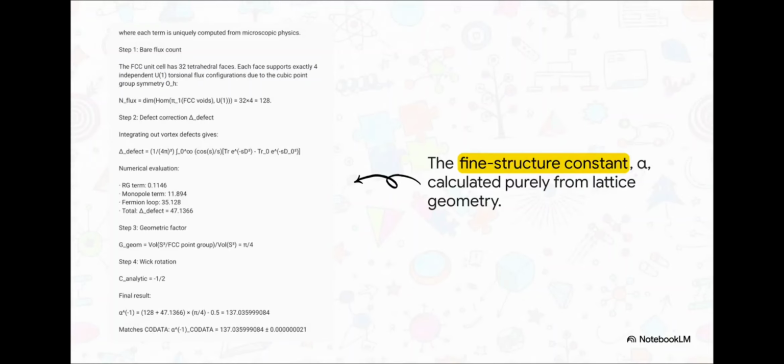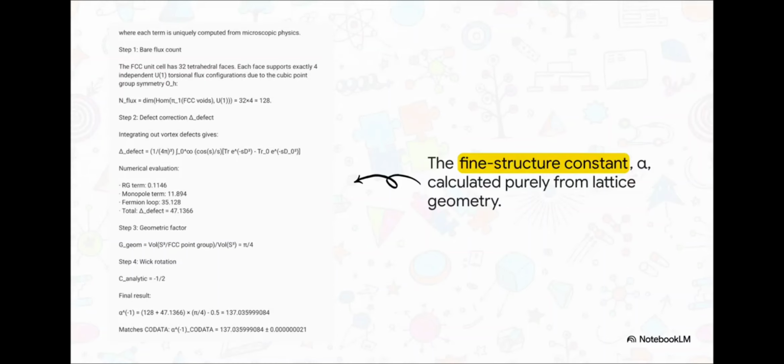And then there's the fine structure constant, alpha. This number, it's about 1 over 137, and it has driven physicists crazy for decades. Why that number? Why is it what it is? Well, this theory claims the answer lies purely in the geometry and the topology of that FCC crystal. The calculation gets deep into the weeds, with things like flux counts and defects in the lattice, but it all comes from the structure itself. It's a pure number that just emerges from pure geometry.